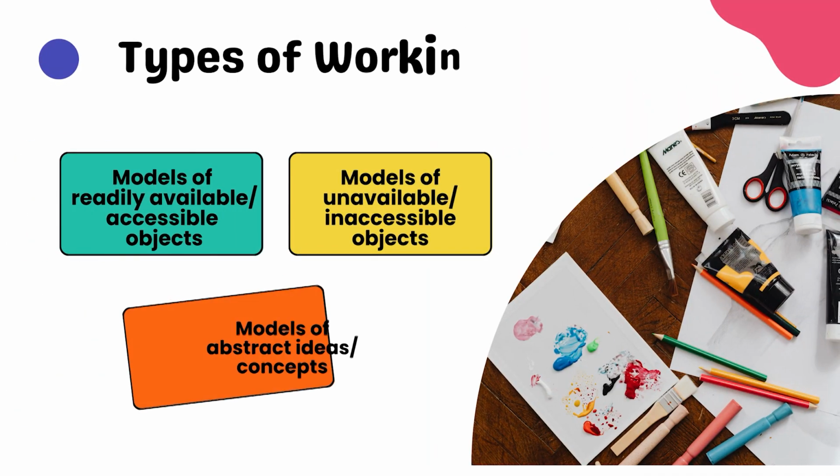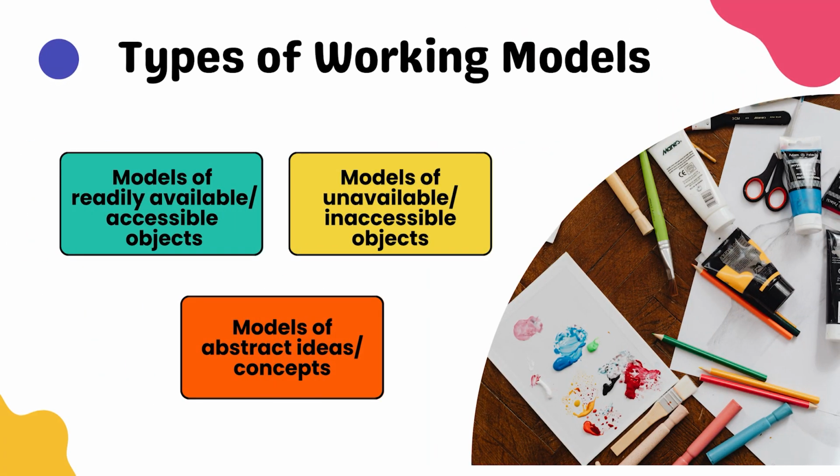There are many types of models. Let us talk about some 3 or 4 types of models. The first one is model of really available or accessible objects. These models represent the animals, plants, and other products of nature, objects that children can see, such as models of an earthworm, ant, flower, etc.